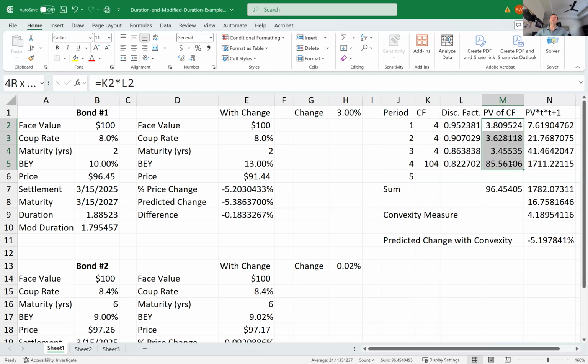Now, guess what? If you add up the present value of the cash flows, what should you get? You should get the price of a bond, right? The price of a bond is the present value of the cash flows. And guess what? The price of the bond here is 96.45. Guess what we had over there?